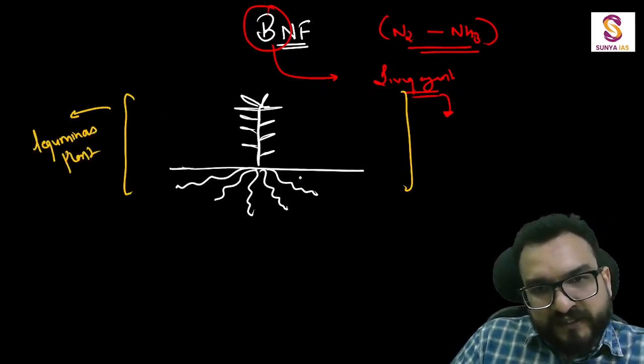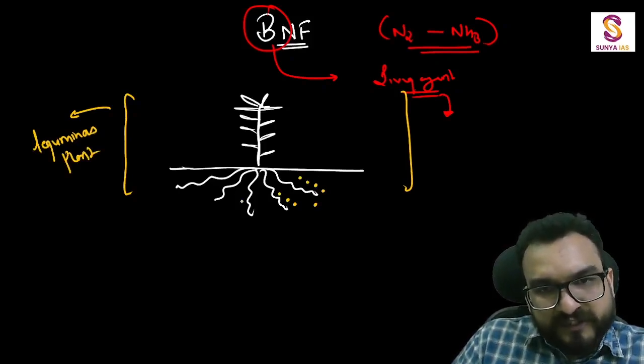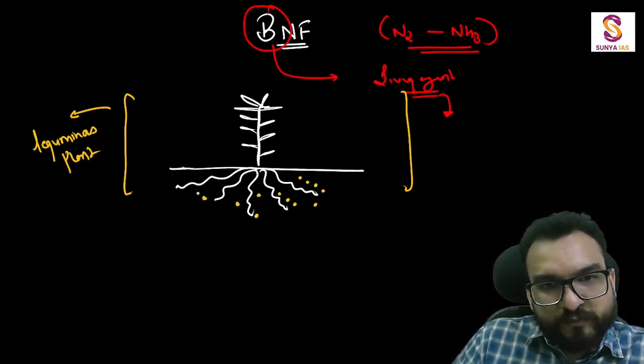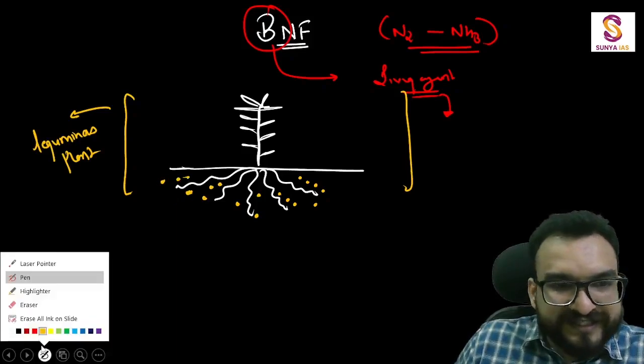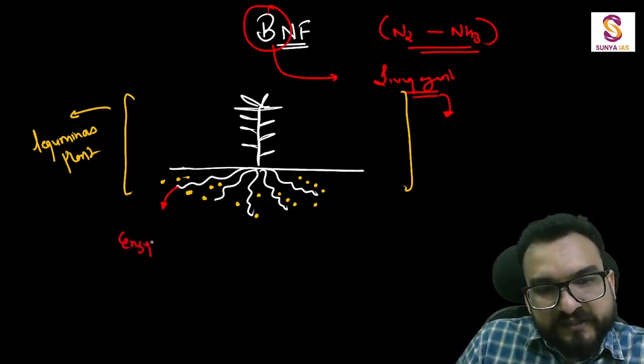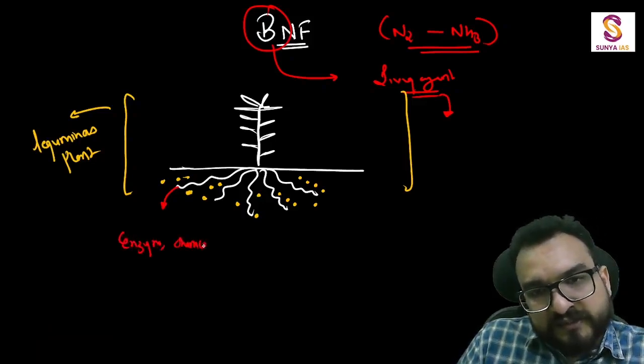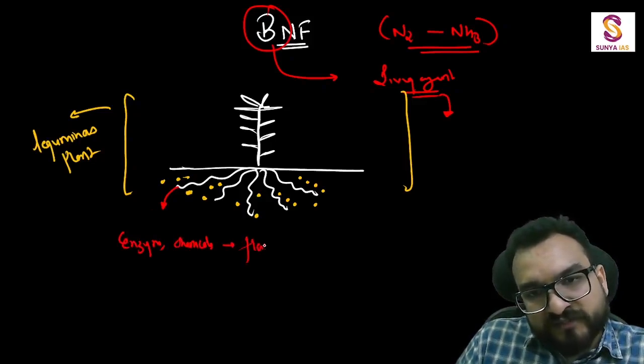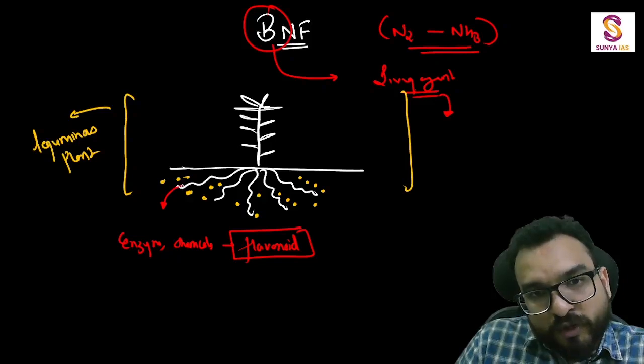And you will see that there will be bacteria present in this leguminous plant. Why will these bacteria come towards these particular roots? Because these leguminous plant roots release certain chemicals, also known as flavonoids. These are the type of chemical released by roots.